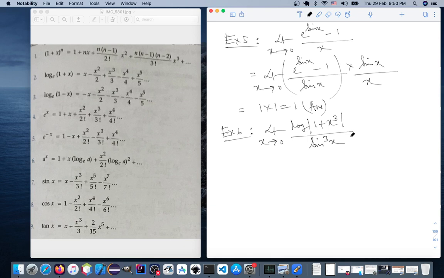Okay, we have mod. Why is there a mod? Because x is tending to 0. So if x is 0 plus, then we won't have any problem, because 1 plus x cube will be positive. The argument of log has to be greater than 0. So the 1 plus x cube, x tending to 0?